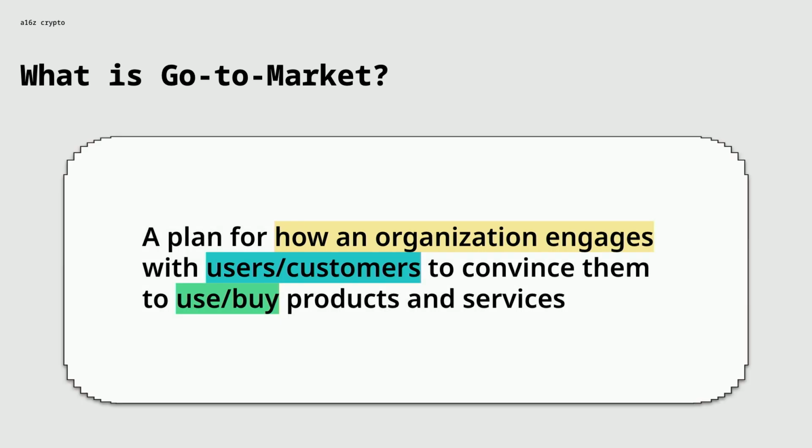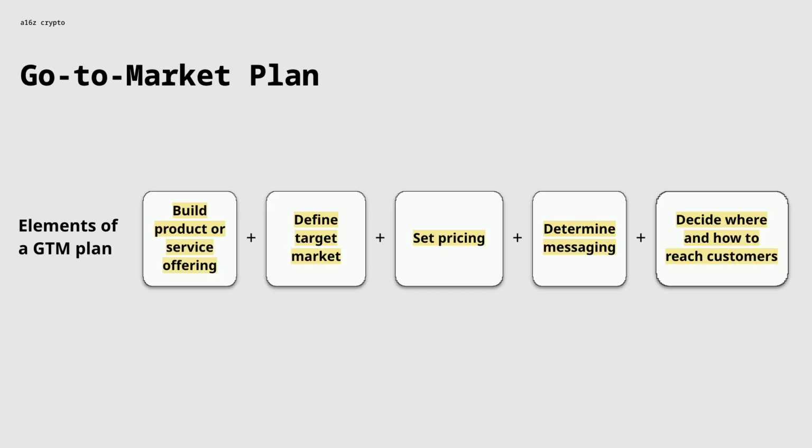Well, go-to-market encompasses many things, but at its core, it's a plan for how to bring a product or service to market, and then it's the execution of that plan. And a go-to-market plan has many elements. First, you're building the product or service offering. You're then defining your target market that you're selling to. You're setting your pricing, determining the appropriate messaging, and then finally, you're deciding where and how to reach your customers.